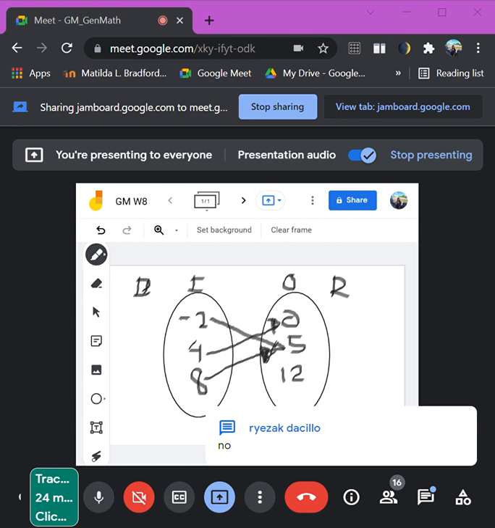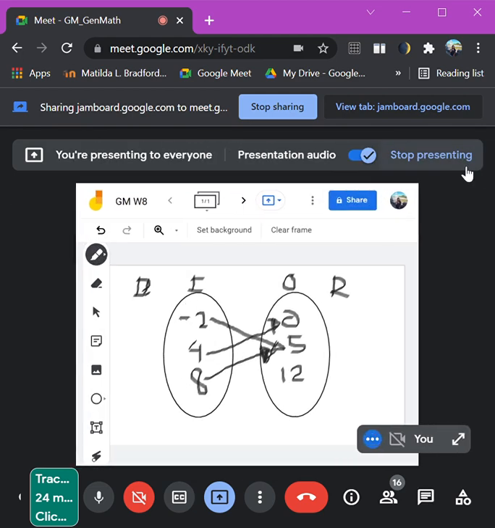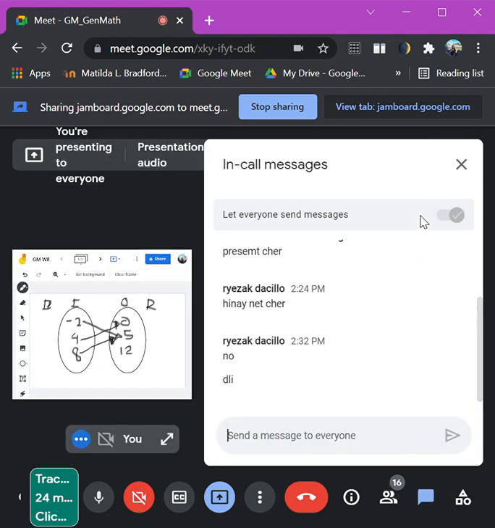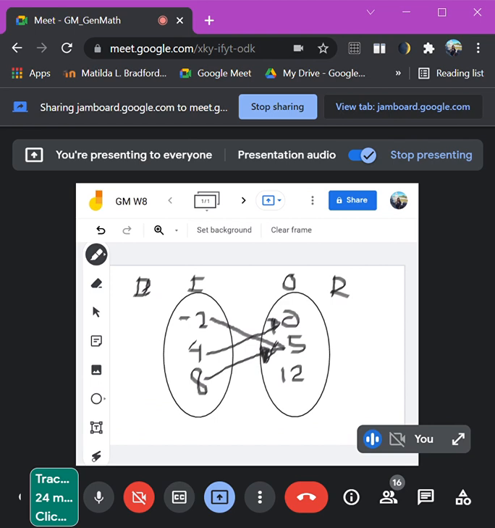1-to-1 gyud, sir. 1-to-1. Ingon man ta nga dapat iyahang pair kay dapat walay pariha. Or no, unique ra gyud siya. Okay, that is no. Kay dili man ta pwede nga, di ba, ang -2 pair naman siya sa 5. And then ang 8 kay pair gihapon siya sa 5 diri. So dili na siya unique, kay same naman silang duha.